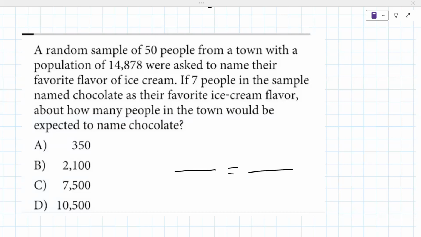350. Are you guessing or do you know for sure? I know that 7 times 50 is 350. That's true, but that's not what it says. It says 7 out of 50. That is a big population of 14,878. Like, Tucson has like 500, 600,000 people in it. Let me use my graphing calculator. Okay, you are allowed to use your graphing calculator.